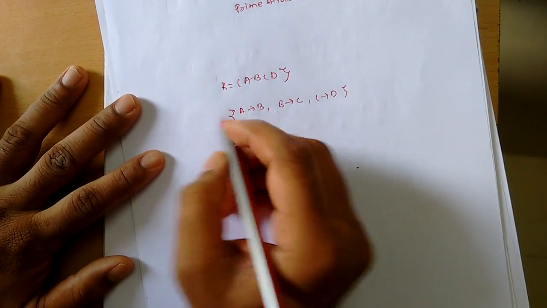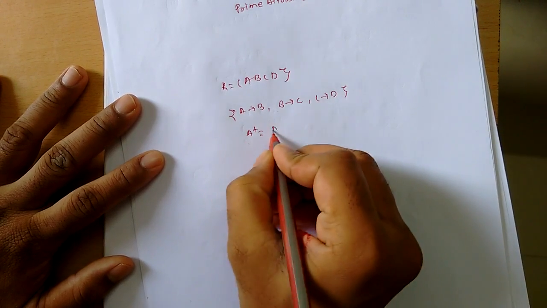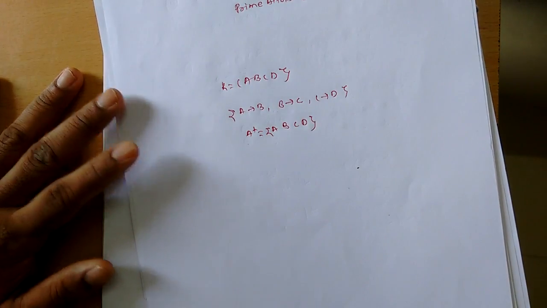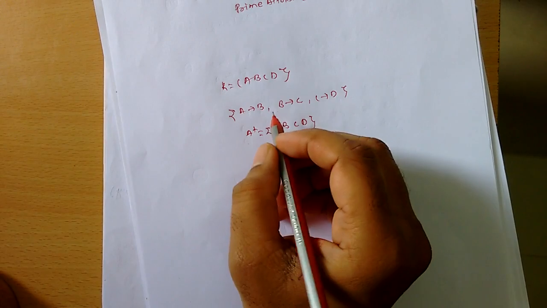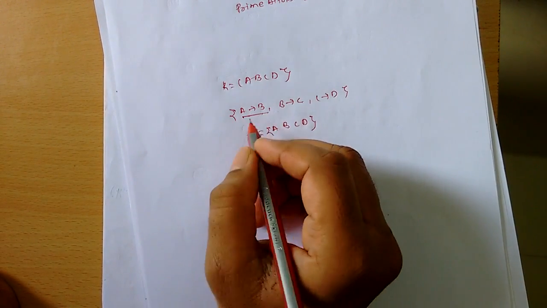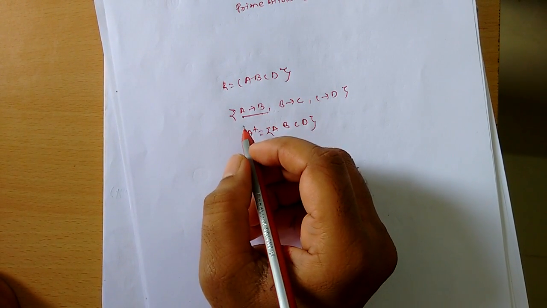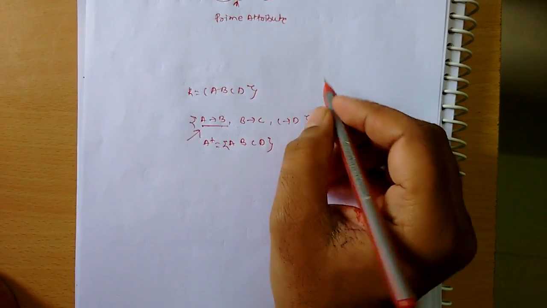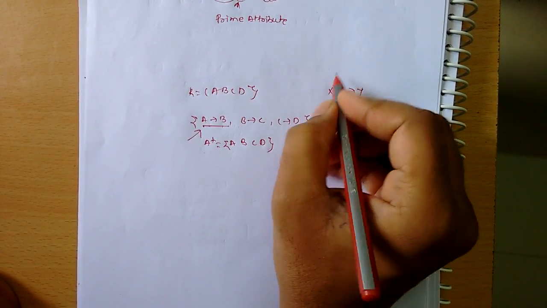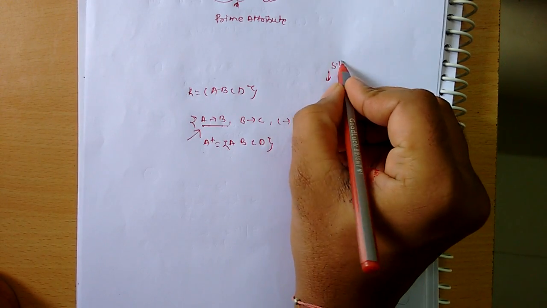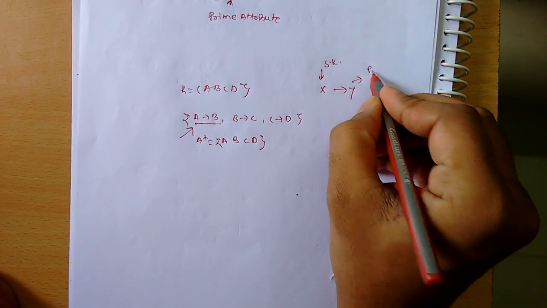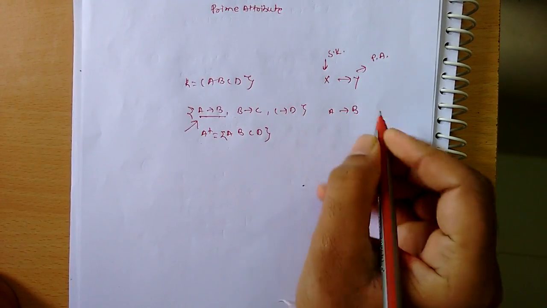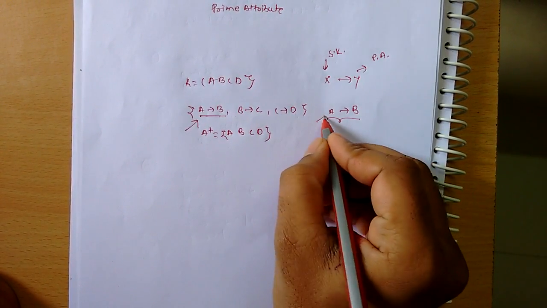What is the key of this relation? A is the key of this relation because A can determine all the attributes. Now this functional dependency is okay for third NF, because third NF says that if X goes to Y, then either X should be a super key or Y should be a prime attribute. A determines B is okay for us because A is a super key.